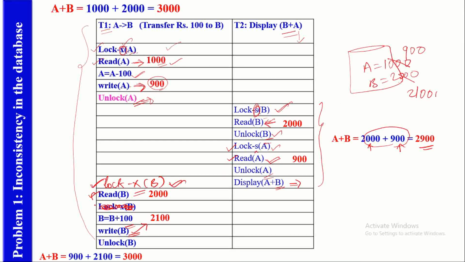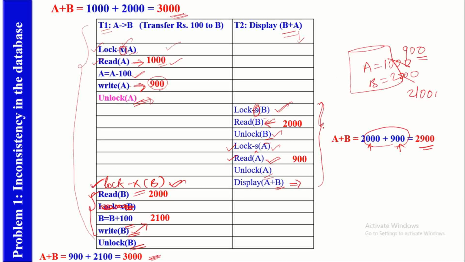Then after doing both its read and write operations, it unlocks the lock on B. Once all the operations are performed, let us check the consistency of this schedule. The initial values of A and B are 1000 and 2000, and their sum is 3000. At the end of the transaction, the latest values of A and B are 900 and 2100. So it's okay according to T1.